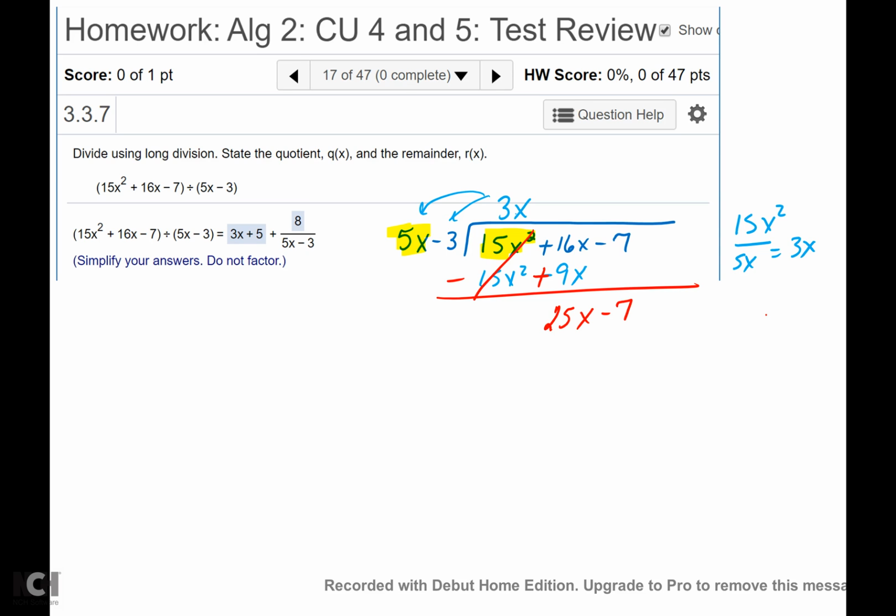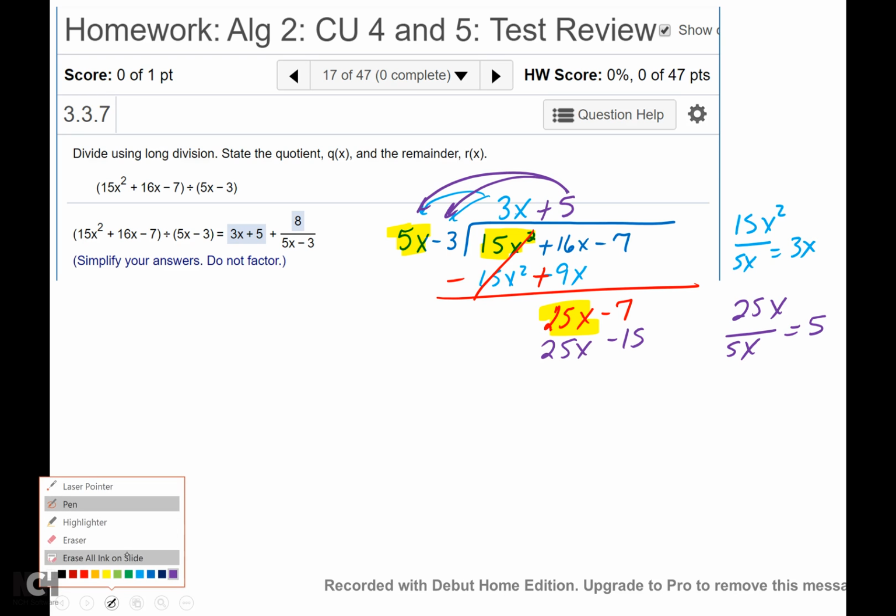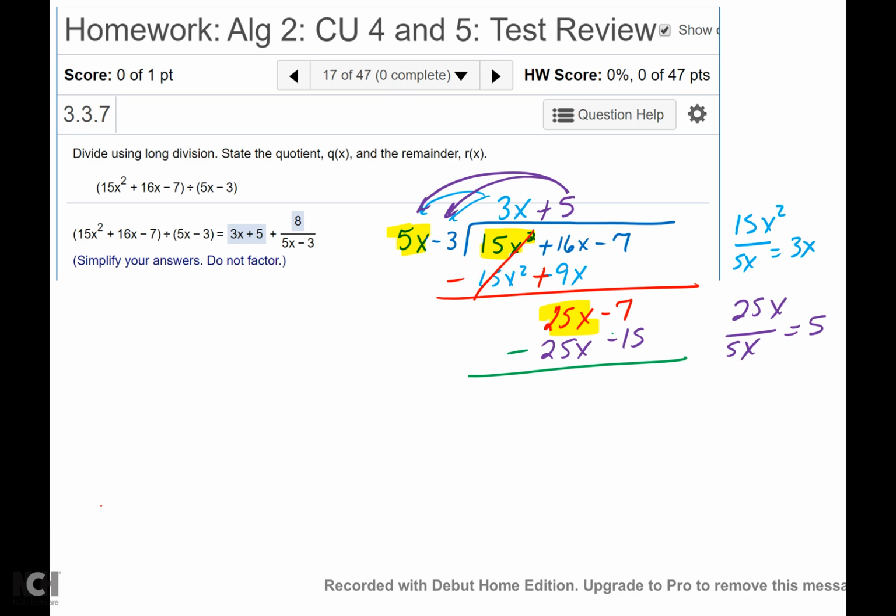So now I'm going to go back to the alley. New gang leader. And we're going to do 25x divided by 5x would leave positive 5. Goes up and multiplies down. 5 times 5x is 25x. 5 times negative 3 is negative 15. But when I draw the line, I change both signs and the first degree cancels. Do the math and I get positive 8 for remainder. So there's your quotient. And there's your remainder. Okay?